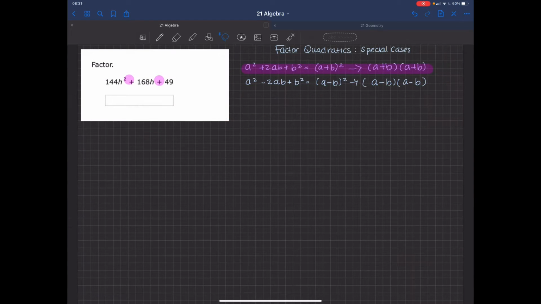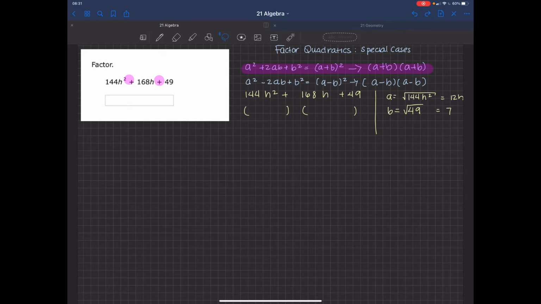This is 144h squared plus 168h plus 49. I notice right away that the first term and the last term, which is a constant, are both perfect squares. So I'm going to use this first pattern where it's a plus b times a plus b. I want to determine my a. My a is the square root of the first term, 144h squared, and I get 12h. And then my b is going to be the square root of 49, which is going to equal 7.